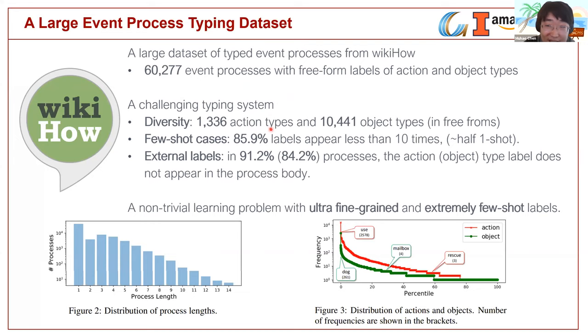And also over 85% of the labels appear less than 10 times, and nearly half of them are actually one-shot labels. And also in around 90% of the cases, we find that the labels do not appear in the content of the event process, which means that if we simply apply an extractive system, it will easily fall short.